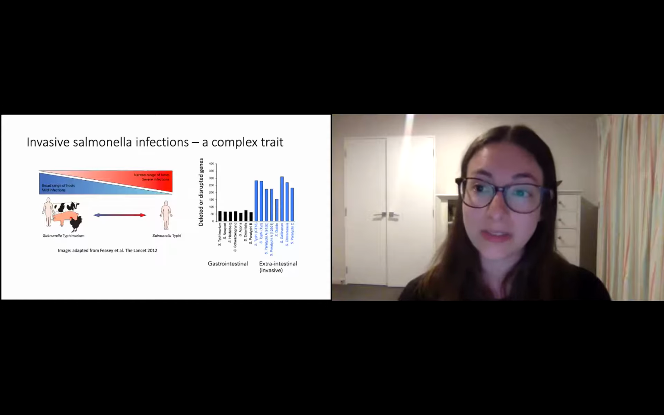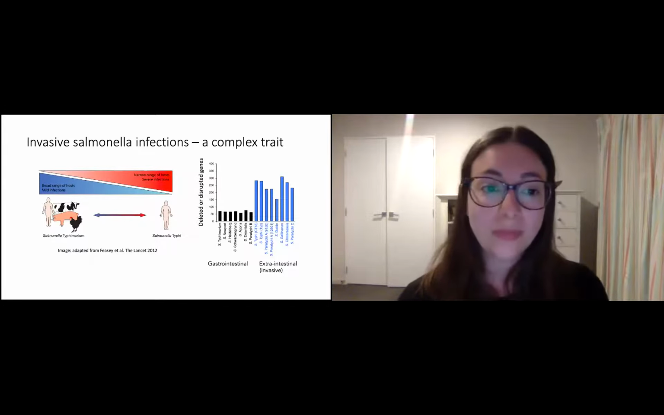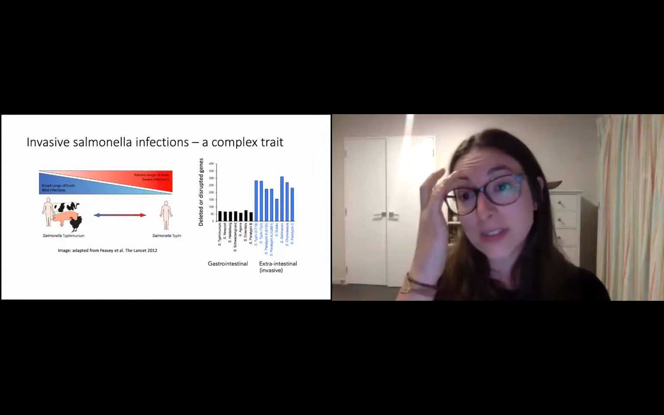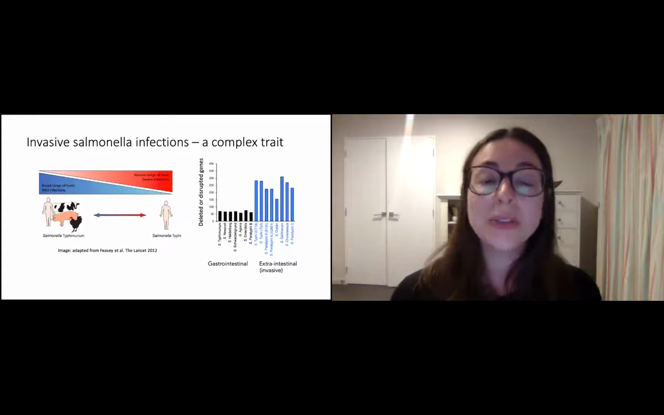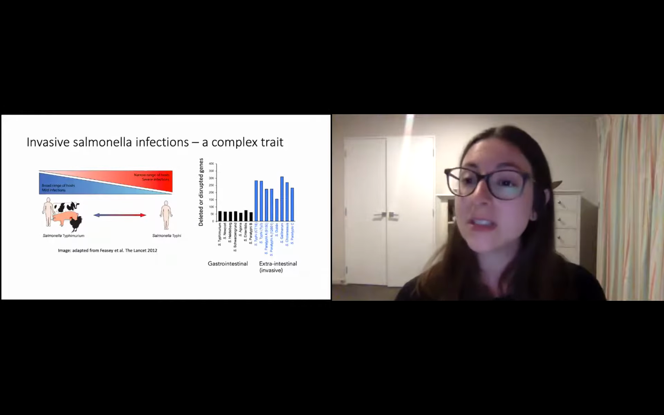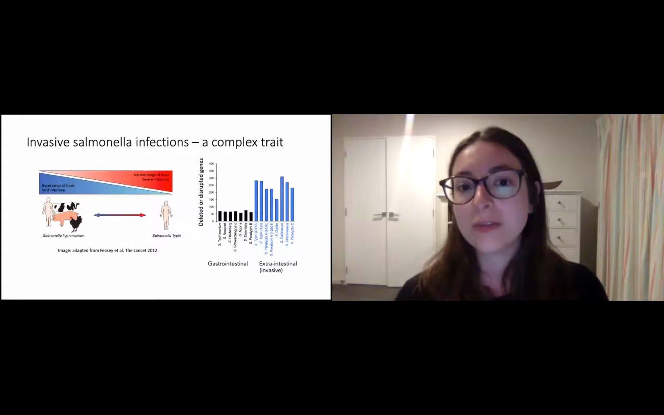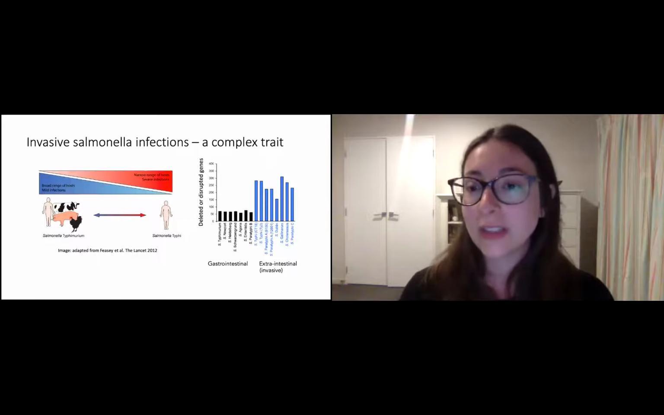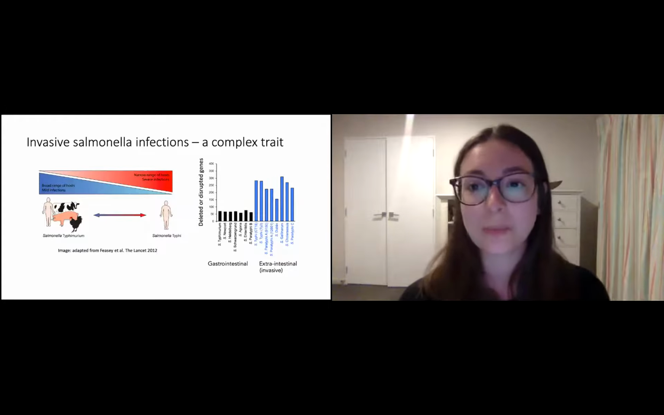A nice example of that is invasive infection in Salmonella. Different strains of Salmonella sit along a continuum, from ones that can infect a broad range of hosts and cause relatively mild infections like food poisoning, to other strains that infect a relatively narrow range of hosts and cause really severe infections. The classic example is Salmonella typhi, which is restricted to infecting humans and causes typhoid fever.